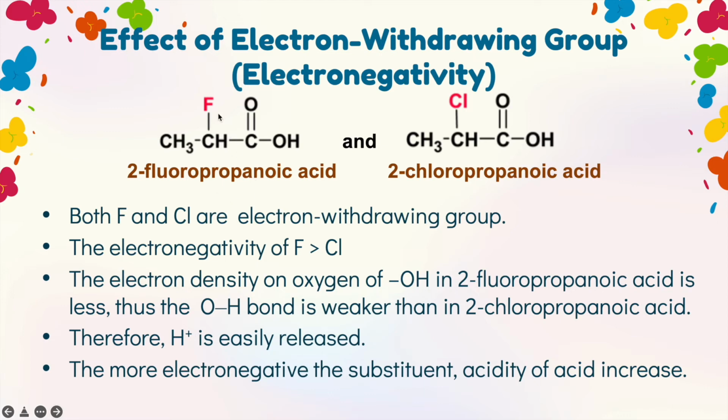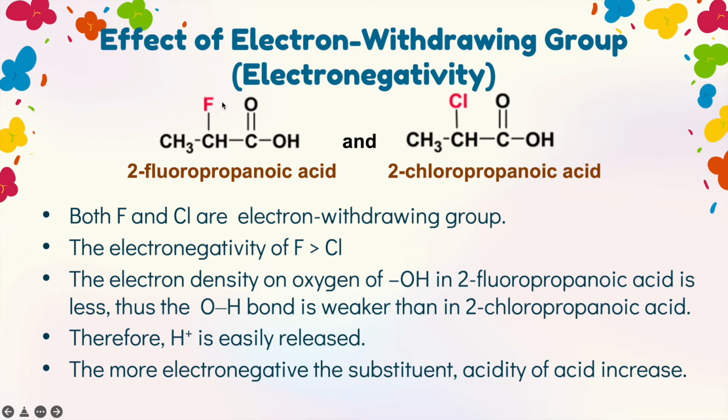Both F and Cl, both group 17, so both electron withdrawing group. Which one is more acidic? The one with F or the one with Cl? The position is the same at this carbon, the carbon beside C double bond O. The position is the same, but the difference is the atom. Group 17, fluorine and chlorine.